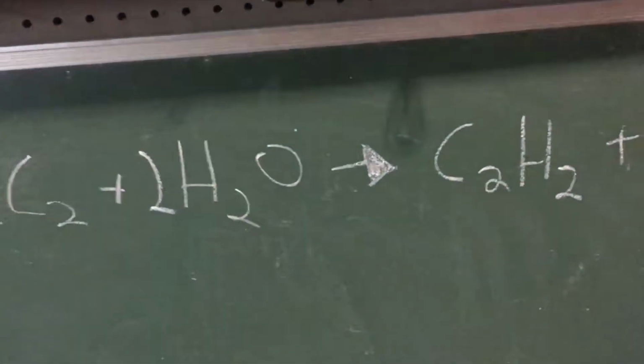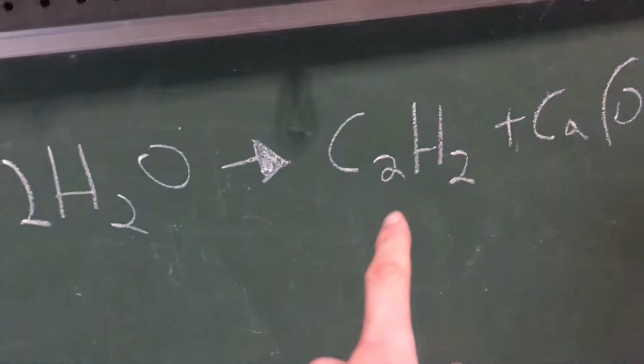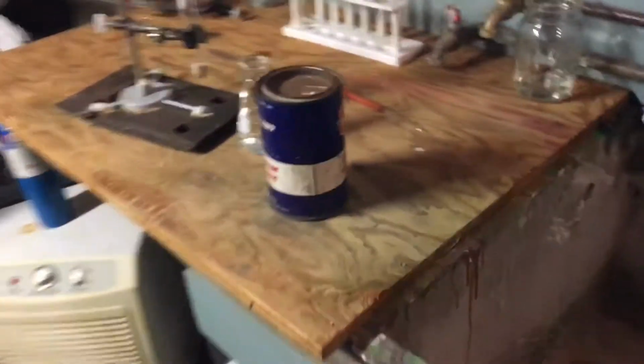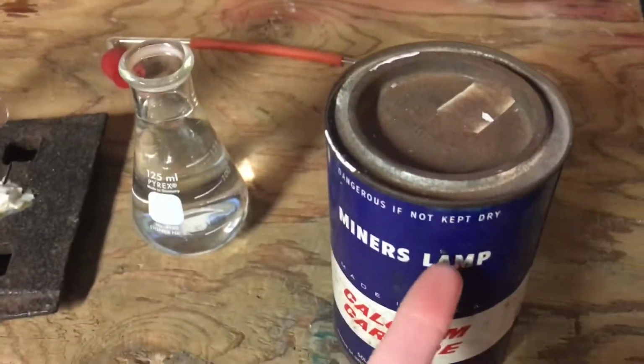I have a feeling that it is mostly calcium hydroxide, but... dog barking. Yeah, so basically I'm just going to be testing for acetylene gas, which was originally used for mining lamps, which is why it says miner's lamp.